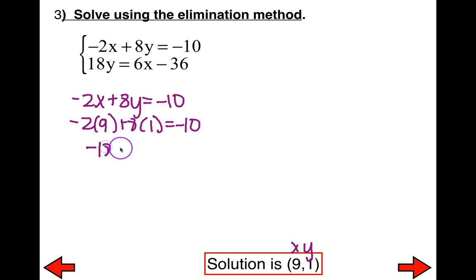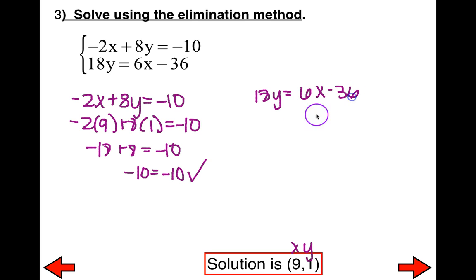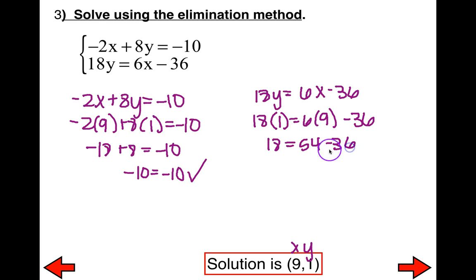We have negative 18 plus 8 equals negative 10. Is this true? Yes, so it works for the first one, but we're not done. We have to make sure it works for the second one as well. Writing down the problem first and then going ahead to plug it in. The y is 1, the x is 9. So here we have 18 equals 54 minus 36. I don't know this off the top of my head, so I'm going to do some side work.